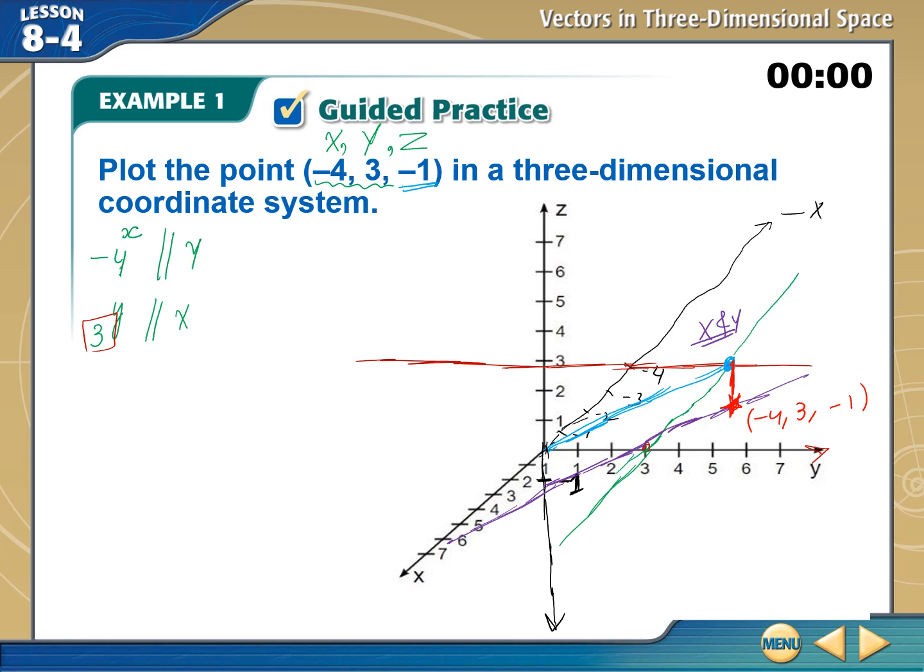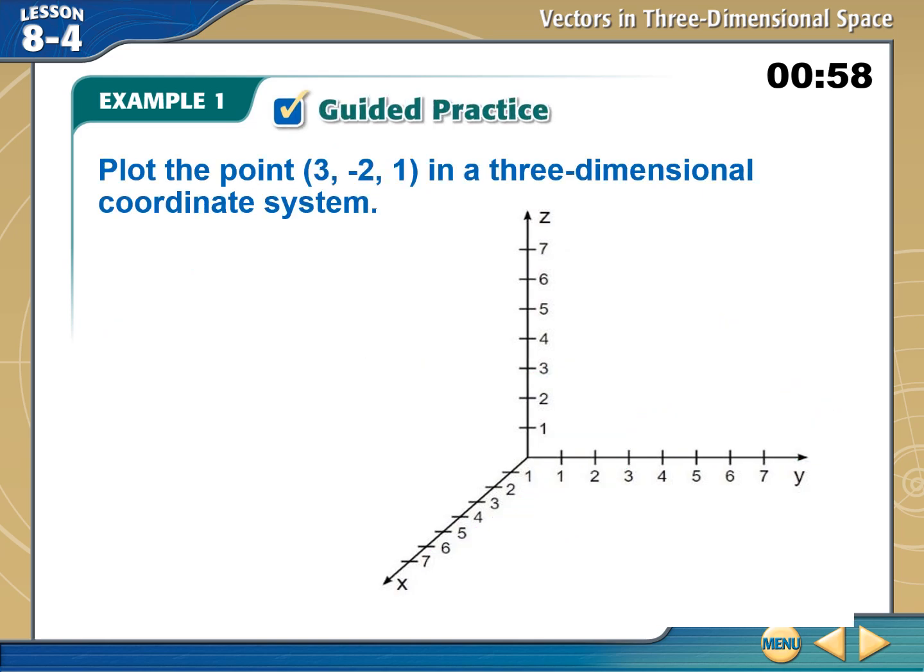Let's practice more. 3, -2, 1. So on the x, find the 3 and make a line parallel to the y-axis. Okay, here, right? Let's try to make it properly. Let's try one more thing. So 3, and make it parallel to the y-axis.